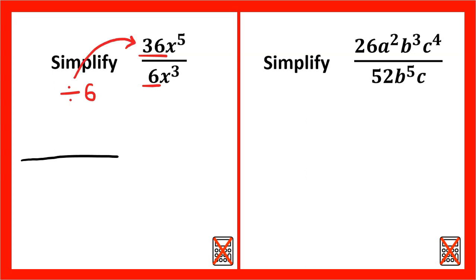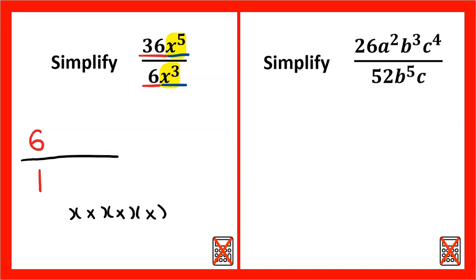6 goes into 36 6 times, so we put that at the top, and 6 goes into 6 once, so we put that at the bottom. Next, we have our x variable. If we write these in full as a product, we can see how this works. x to the power of 5 is the same as x multiplied by x multiplied by x multiplied by x and then multiplied by x again.